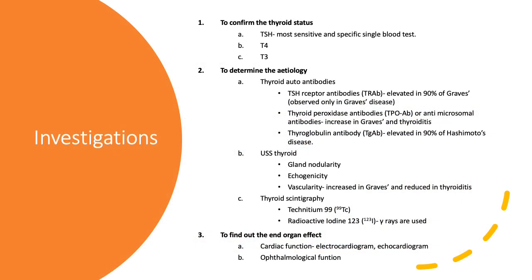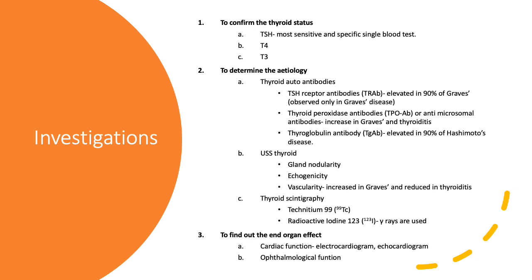When it comes to investigation of thyrotoxicosis, there are 3 steps. First, we have to confirm the thyroid status. Second, we have to determine the etiology. And third, we have to find out the end organ effect. To confirm the thyroid status, the TSH, T4 and T3 are done.